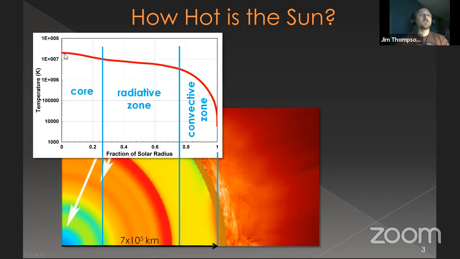So the core is kind of in the 10 million degrees Kelvin range. The radiative zone is kind of 5 to 10 million Kelvin. And then in the convective zone, where all this material is boiling, it's carrying heat out of the inside of the sun very effectively, the actual moving of material.